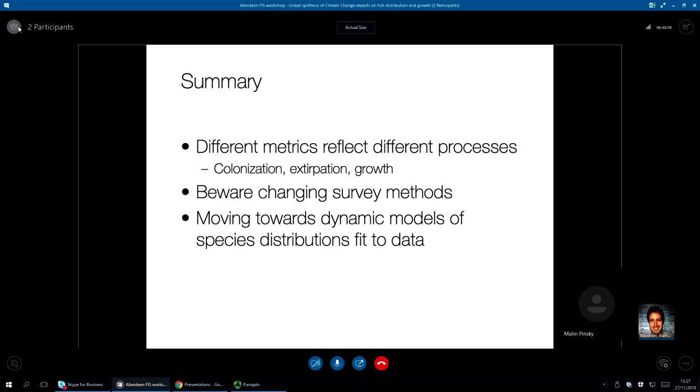Right. Well, I was thinking especially of the centers of gravity and the area occupied that are computed directly from survey data without a model. It seems to me that if you appropriately account for the survey design, those can be really useful tools. And of course, there are advantages to being model-free as well. I mean, then you don't have to worry about distributions. You're just tracking your data. Exactly.